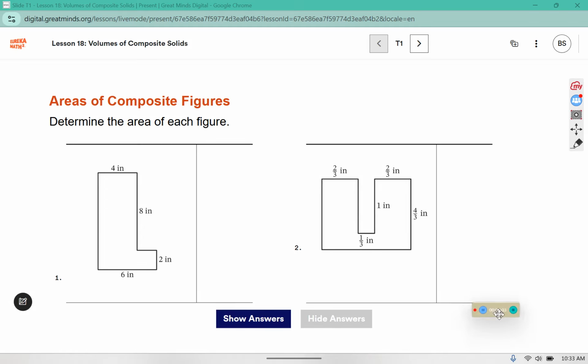Determine the area of each figure. We're going to break this up into shapes that we know, and find the area of both pieces, then combine them to find the total area.